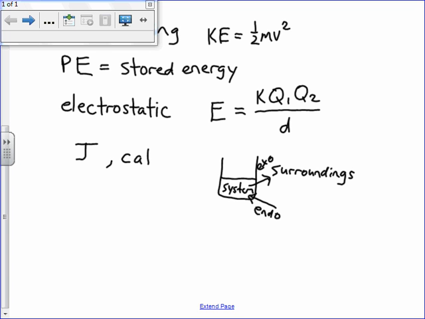Let me look at the practice problems that are here. Sample exercise 5.1 is not all that critical. I'm not going to give you a sample exercise like that. 5.2 is a good sample exercise because it talks about determining delta E if you are given information about the heat and the work.